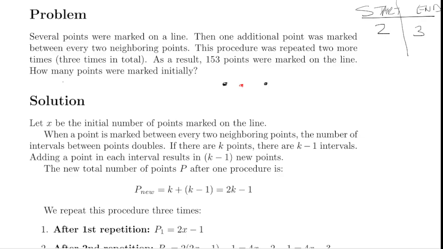If we start with 3 points now, we're going to put a point in between everything. That means we're going to have 5 points. And if we have 5 points, we put a point in between them, there's going to be 1, 2, 3, 4, 5, 6, 7, 8, 9 points total.